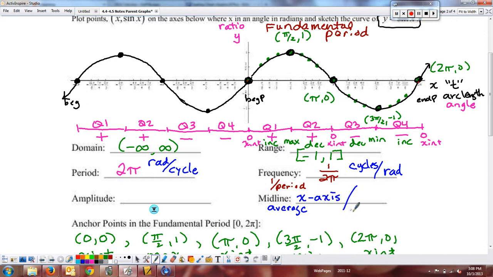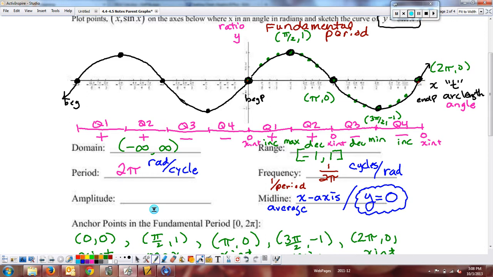Usually, though, we don't like to write it as x-axis. We like to write the equation of the x-axis, which is a horizontal line. And the equation of a horizontal line, if you'll recall, is y equal to 0. So this is usually what we're going to be putting down for our parent graph. This is before we do any transformations of it. The sine parent graph is going to have a midline of y equal to 0.